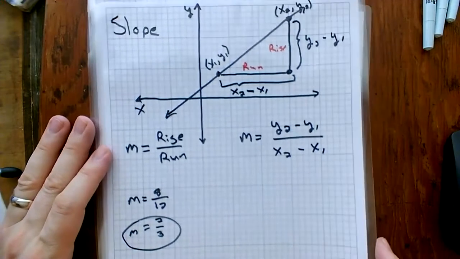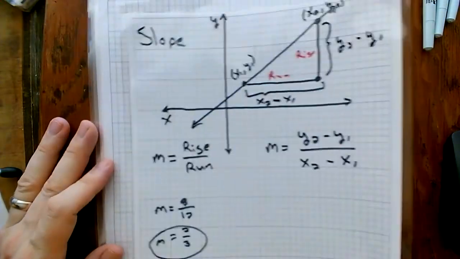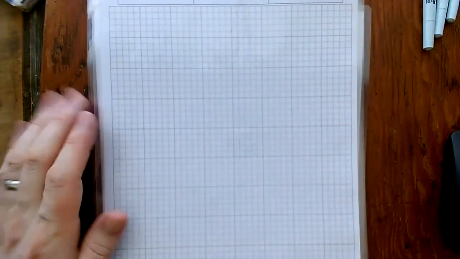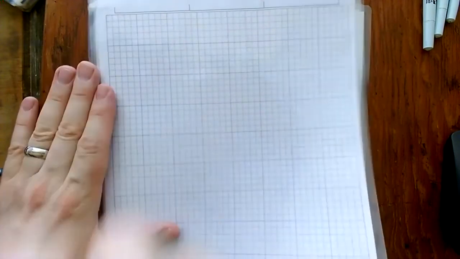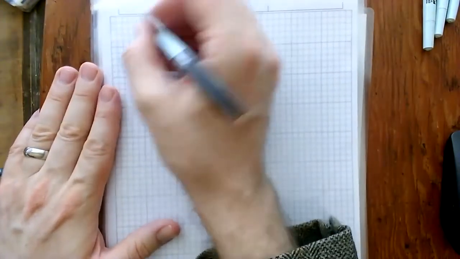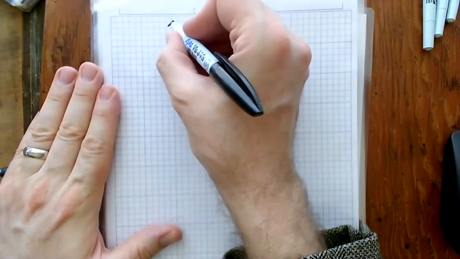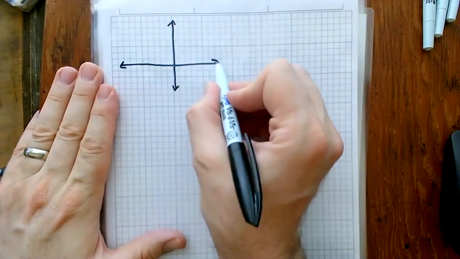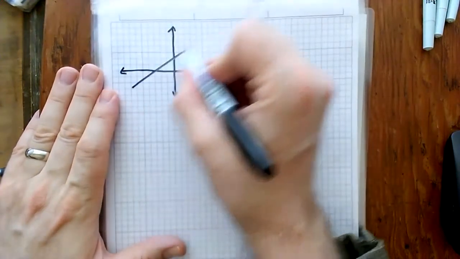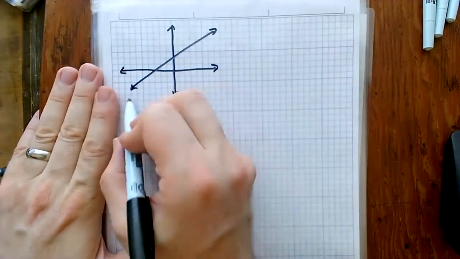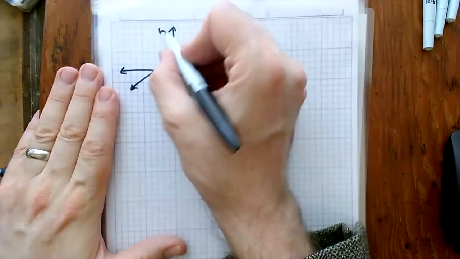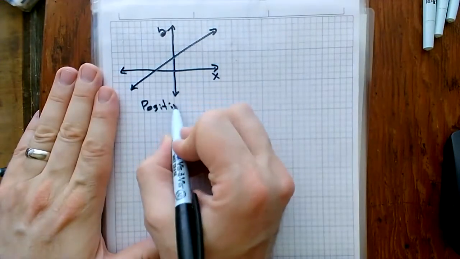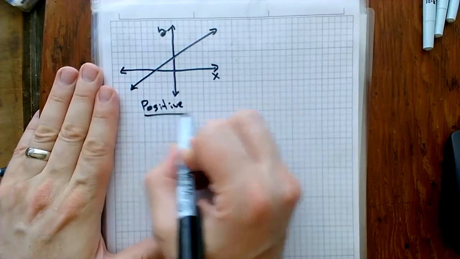But let's take a look at just some slopes in general, to give you some more general information about slope. First of all, let's think about a couple of cases. We've got cases where my slope is going to be going up from left to right. Here's my x, here's my y. So this is a positive slope. This is going up from left to right.